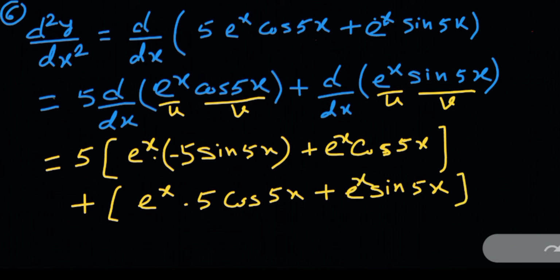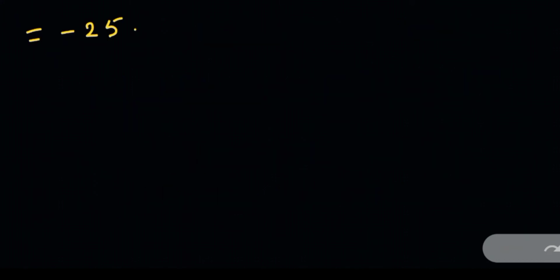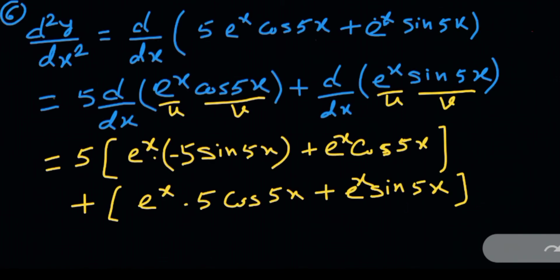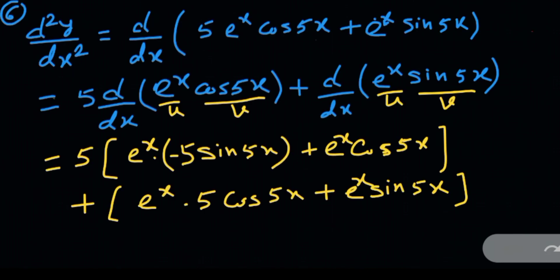Now I have to simplify. So I will open this bracket. If I open this bracket, then 5 into minus 5 will be minus 25. I am writing here minus 25 e to the power x sin 5x. And this is also part of the bracket, so 5 into e to the power x cos 5x, plus. So this first bracket is done.